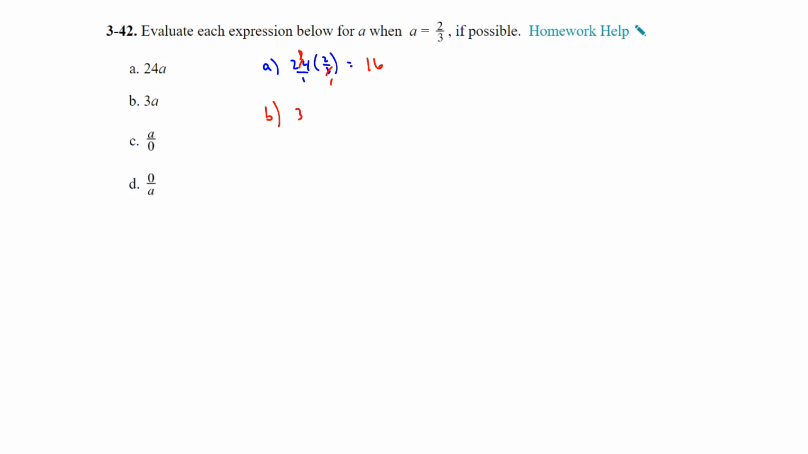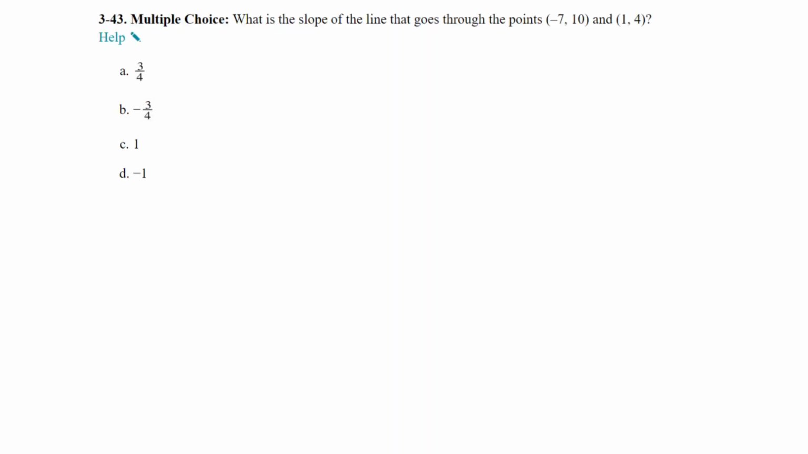For B, it's 3 times 2/3. You can do the same thing here as well. You can multiply across or cancel your 3's. So the answer there would be 2. C is 2/3 divided by 0, which is undefined. You cannot divide by 0. And then D, 0 divided by 2/3. You can take 0 and divide it by a number, and it is equal to 0.